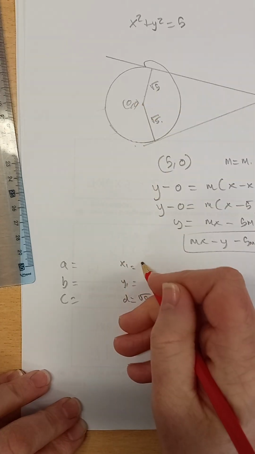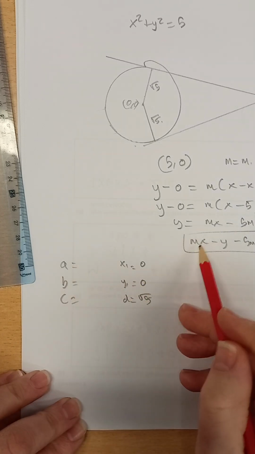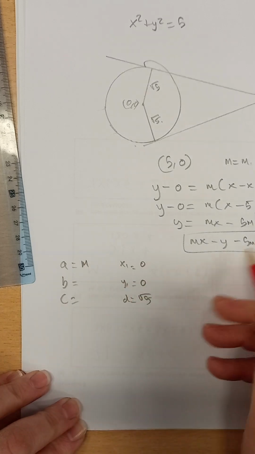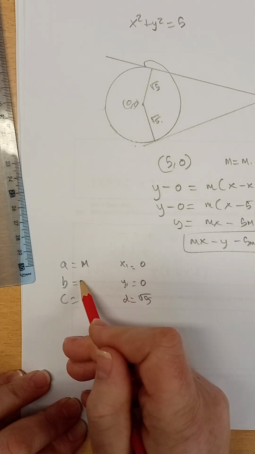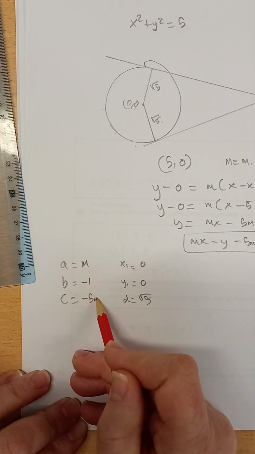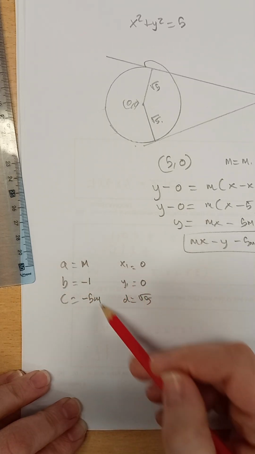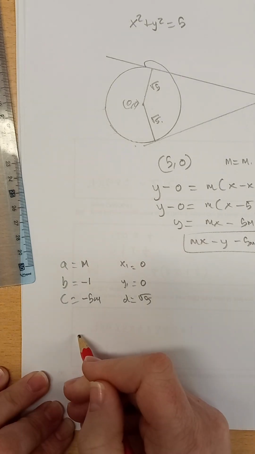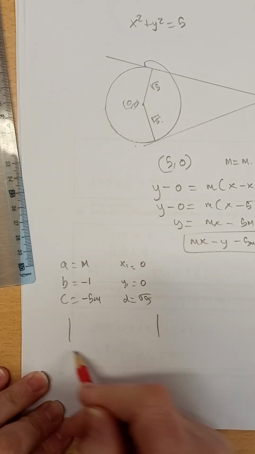Our x1 and y1 are 0 and 0. A is going to be the number in front of the x, which is m. B is the number in front of the y, which is minus 1. And C is the constant, which is minus 5m. So as you can see, I have only one letter missing, which means I can solve for that letter. So let's have a look what happens when we pop it all into our formula.